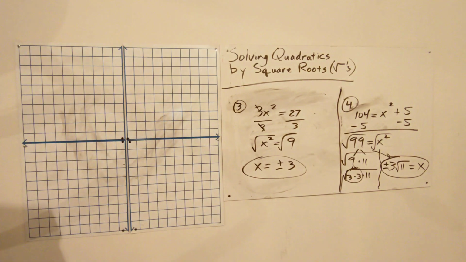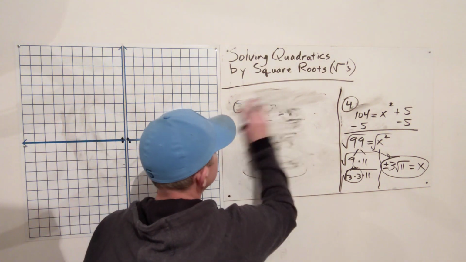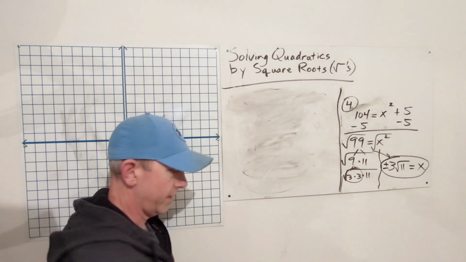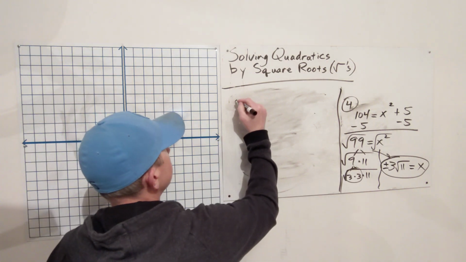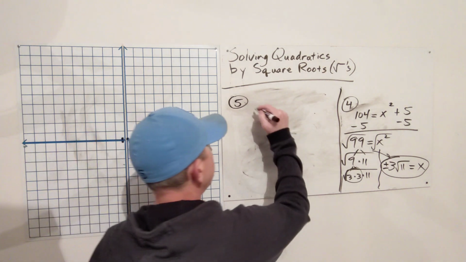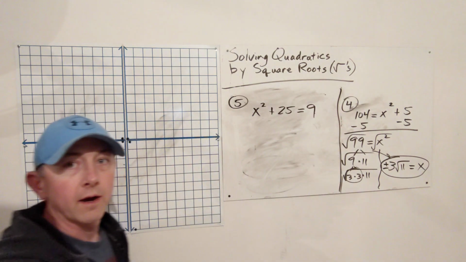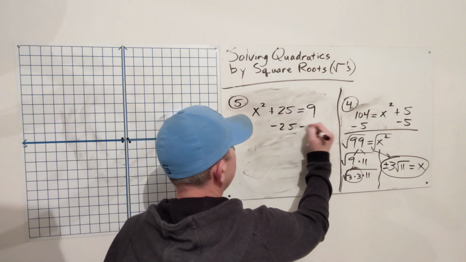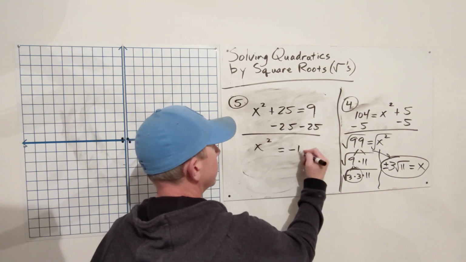We got one last special case I want to show you. So here we go, last one. Well, that's a mess. I have to work on that. Making sure this is cleaned off a little bit better. But all right, so number 5, last one, x squared plus 25 is equal to 9. Just like we did the others, we're going to subtract 25. When we do that, we get x squared is equal to negative 16.